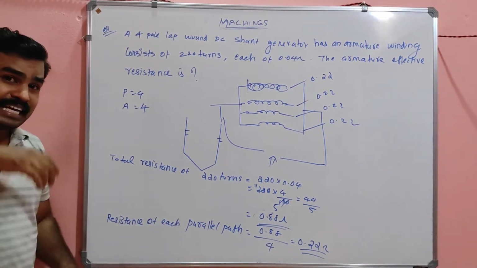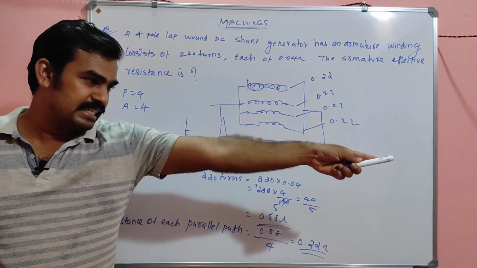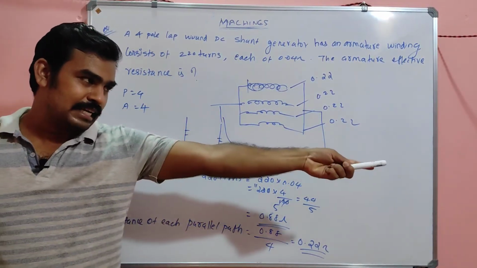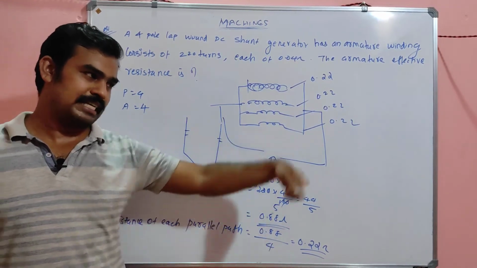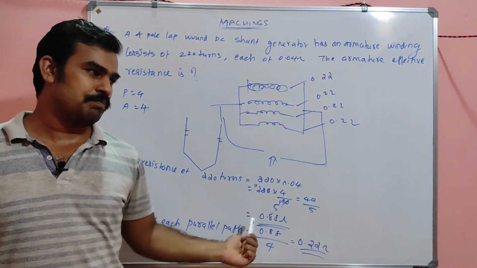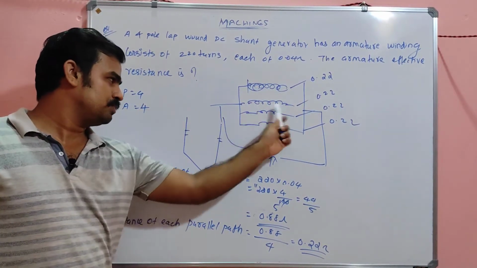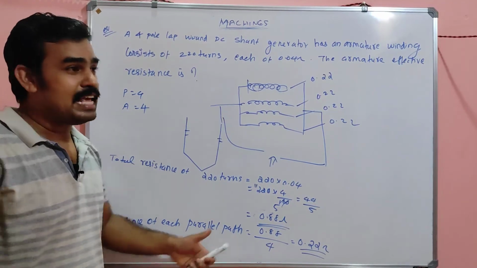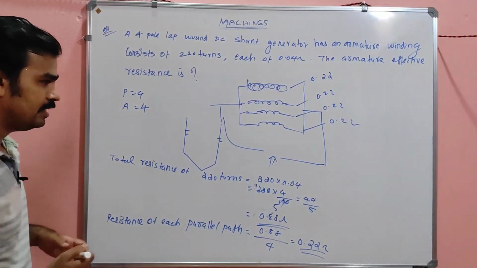You have 220 turns, my dear. From here to that end you have 0.88 ohm. I want to split it into 4 sessions, so each session contains 0.22 ohm. And I got this 0.22, this 0.22, this 0.22, this 0.22. Finally I have to connect all in parallel. So what will the effective resistance be, my dear?